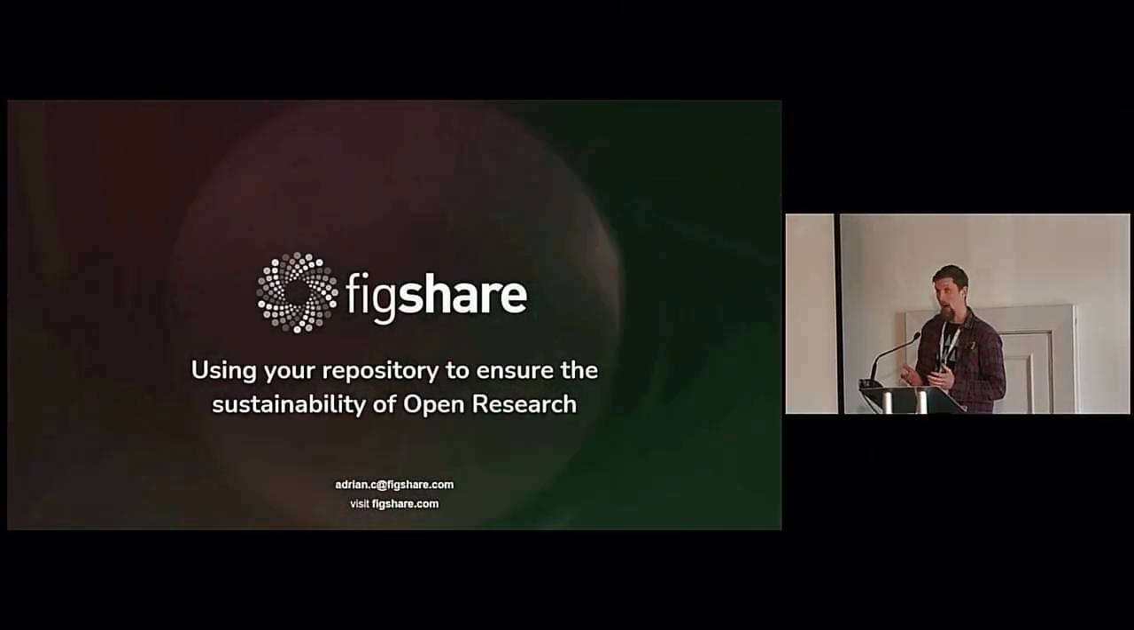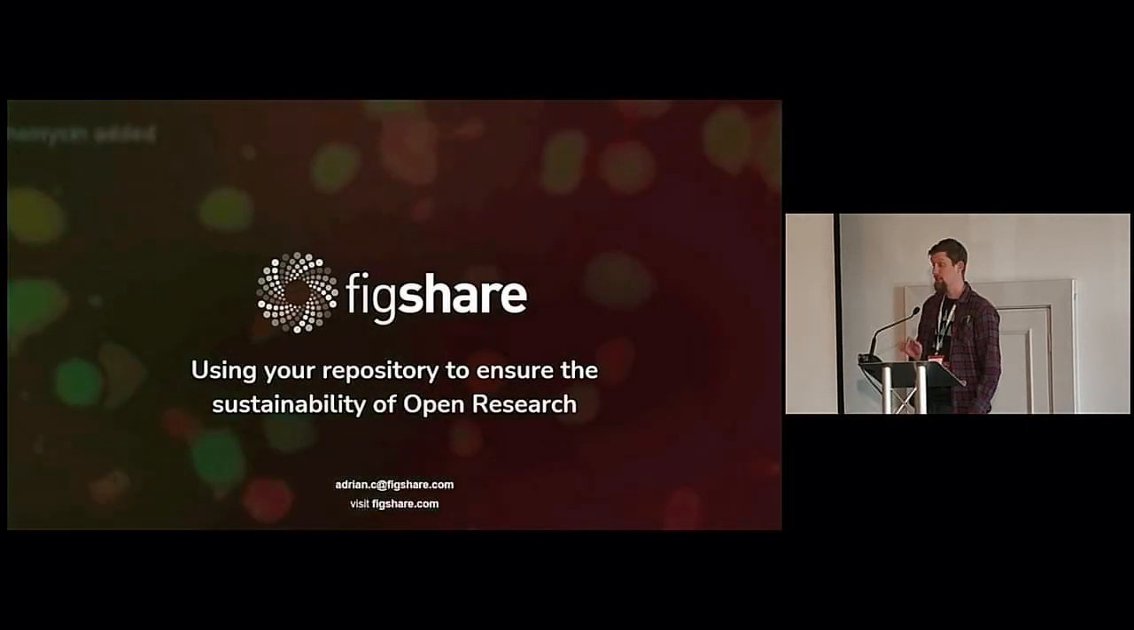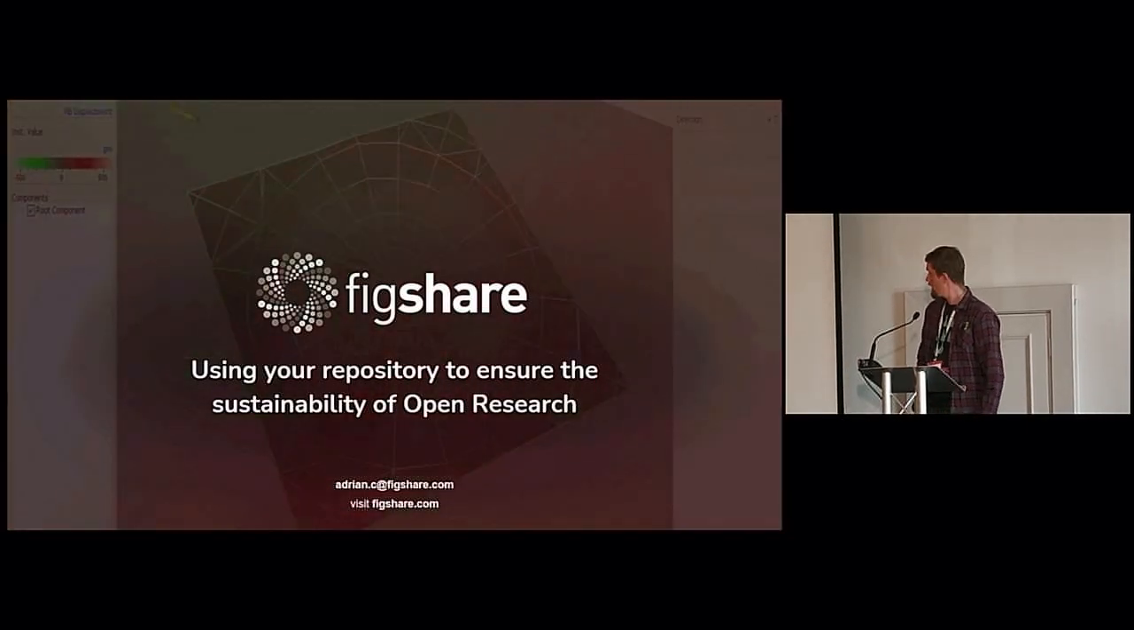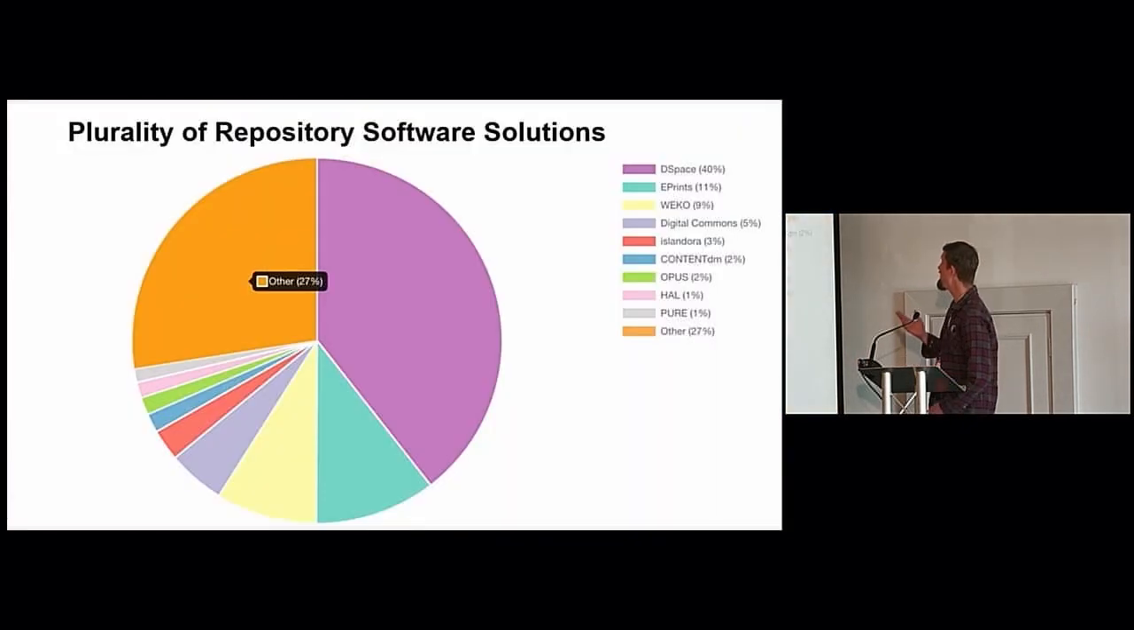I'm going to have a look at how you can use your institutional repository to ensure the sustainability of open research. But first, I'm going to try and figure out how to move this slide along using this clicker. Here we go. So I am from Figshare, but it's important to note that there are a plurality of repository solutions out there. And the reason I want to highlight this is because any institutional repository to support sustainability really has to make its outputs FAIR.